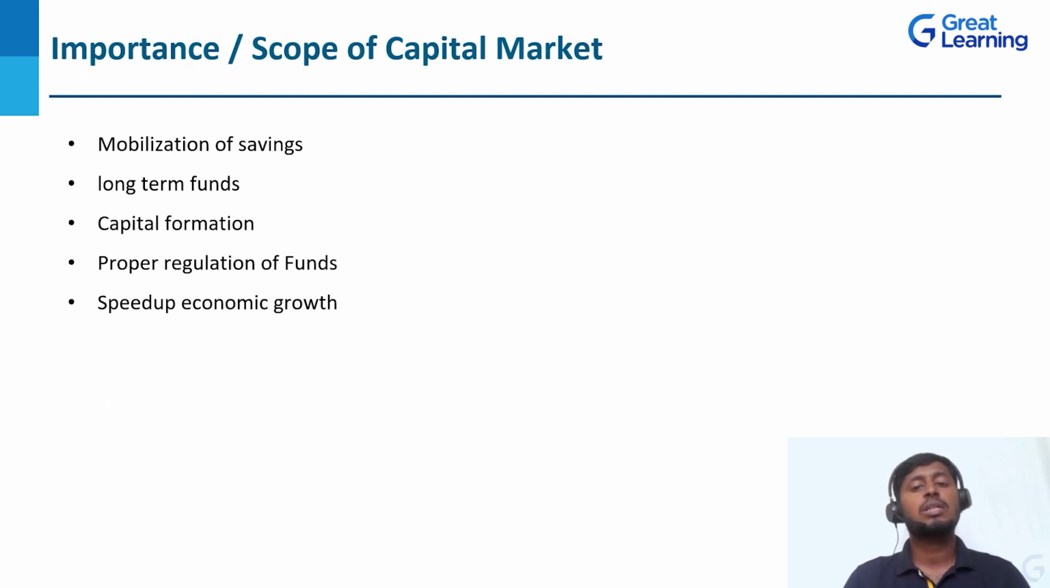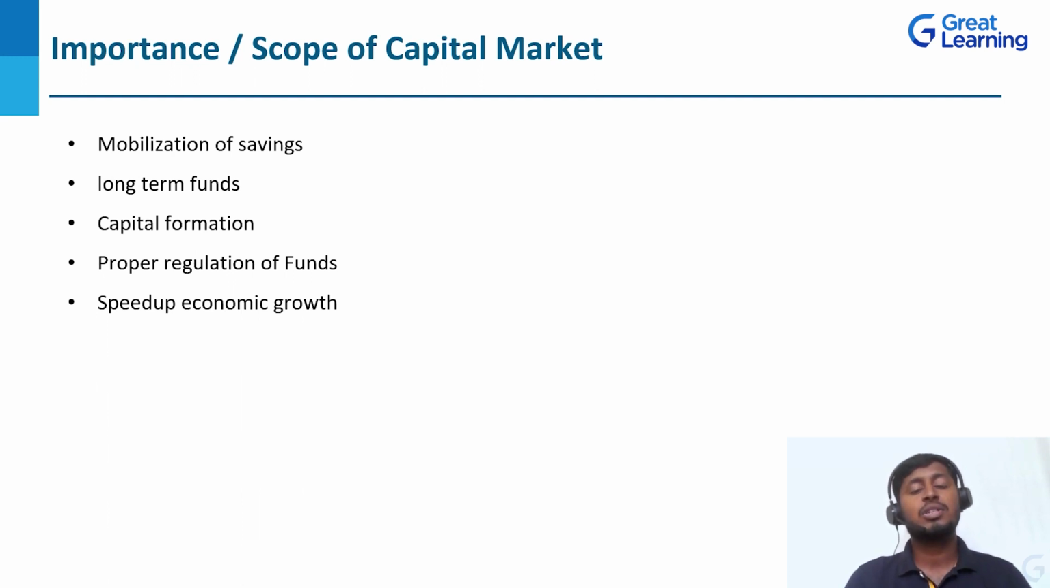All the investors start saving money and purchase securities in the capital market. At that time, the capital market plays a very major role in creating the habit of saving money. Next, the second point, long-term funds. In the capital market, only long-term securities are traded, correct? Securities of more than 10, 15, 20, 30, 40 years' duration are traded in the capital market. So the capital market is very important to raise long-term funds for organizational needs.